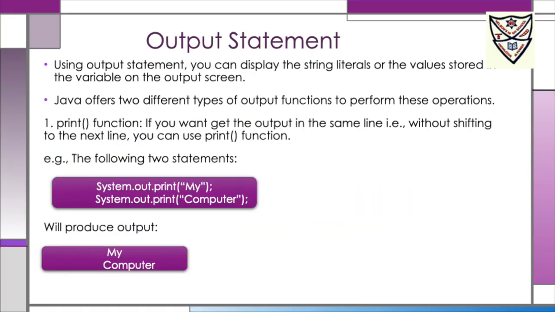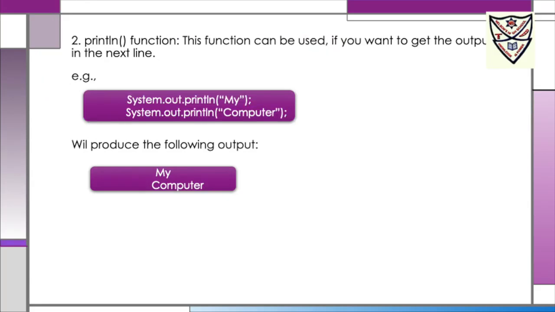The output statement. Using output statement, you can display the string literals or the values stored in the variable on the output screen. Java offers two different types of output functions to perform these operations. Print function. If you want to get the output in the same line without shifting to the next line, you can use the print function. Example is given below. The println function can also be used if you want the output in the next line. You can see the example as follows.